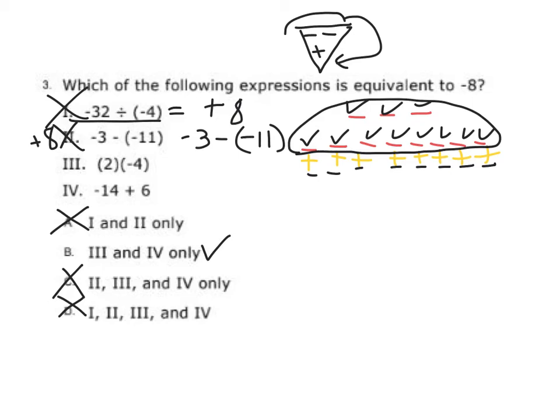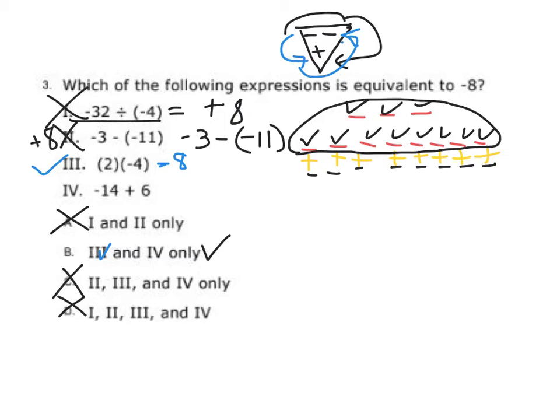So let's go ahead and check anyways. So we have 2. When you have parentheses next to each other, that means multiplication. So 2 times negative 4. Well, according to my sleepy triangle, you have a negative times a positive, so that means it's going to be a negative. So 2 times 4 is 8. So this is correct, which is this one.